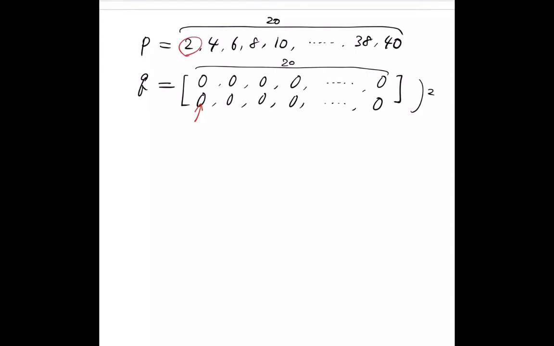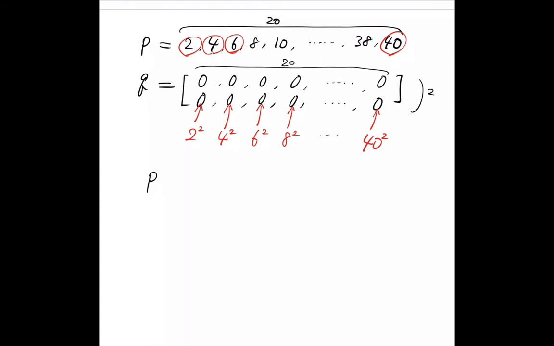Suppose I want to pick 2 from a vector P, square it, and replace the first element of the second row of Q by the solution. Suppose I want to replace the second element of the second row of Q by the second element of P squared and the third element of the second row of Q by the third element of vector P squared and so on, up to the 20th element of P squared. Suppose I want to do this with R.